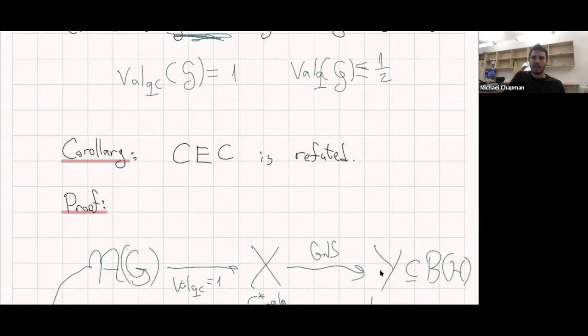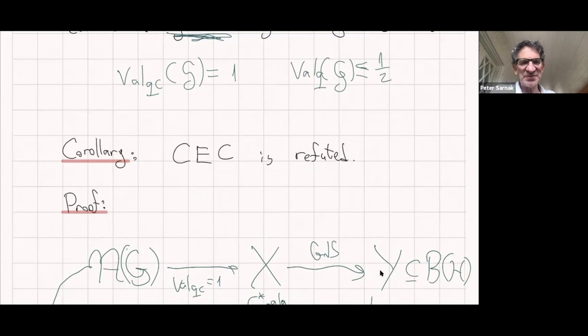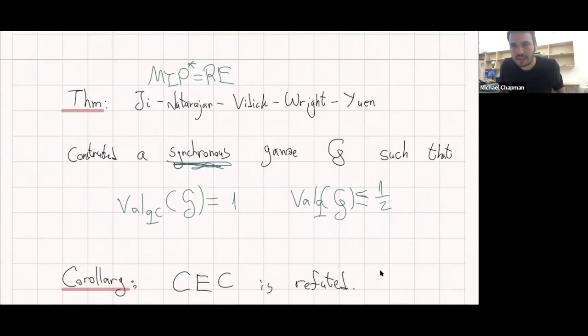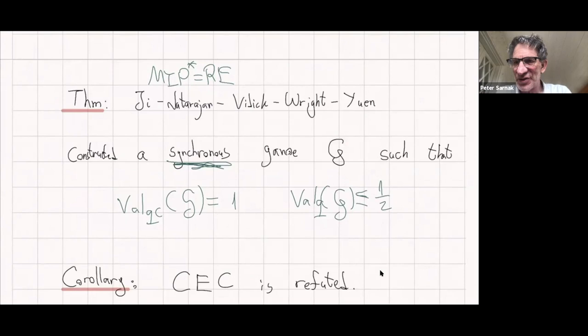Before you take a break, and since you're going to leave this theorem that had a funny name to it, MIP star equals RE, I assume we're leaving that now, and you're going to return. I will define it at the end of the talk.